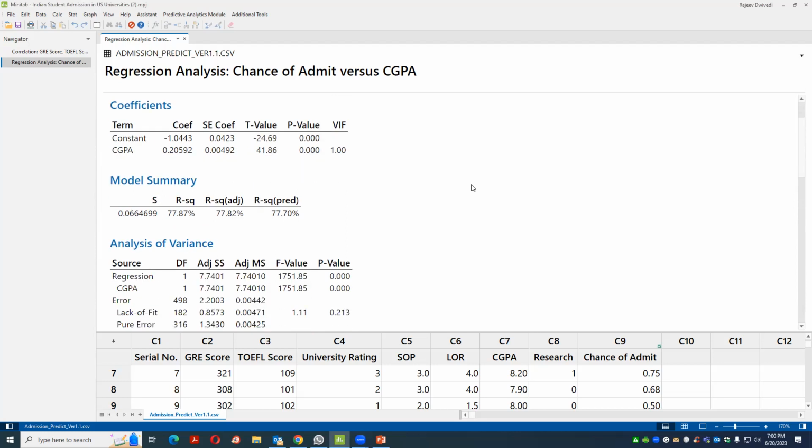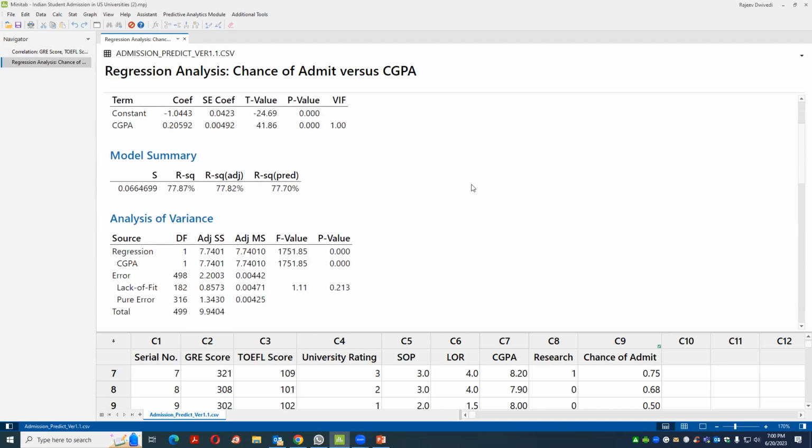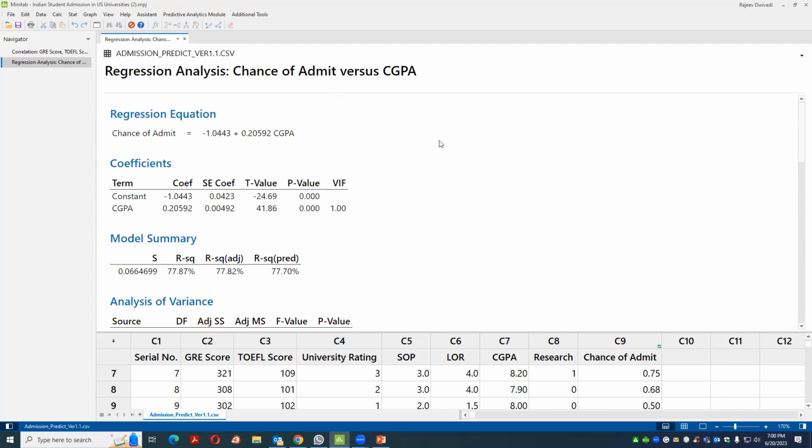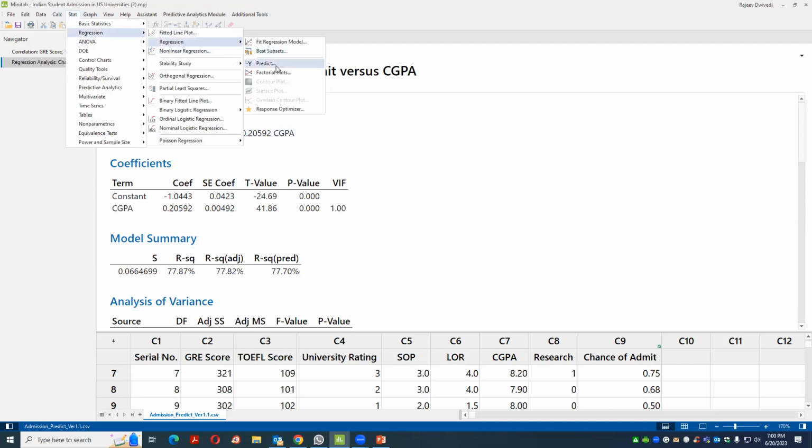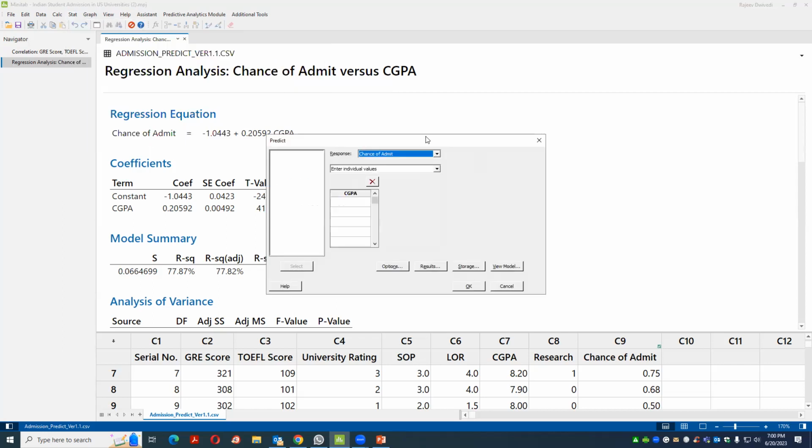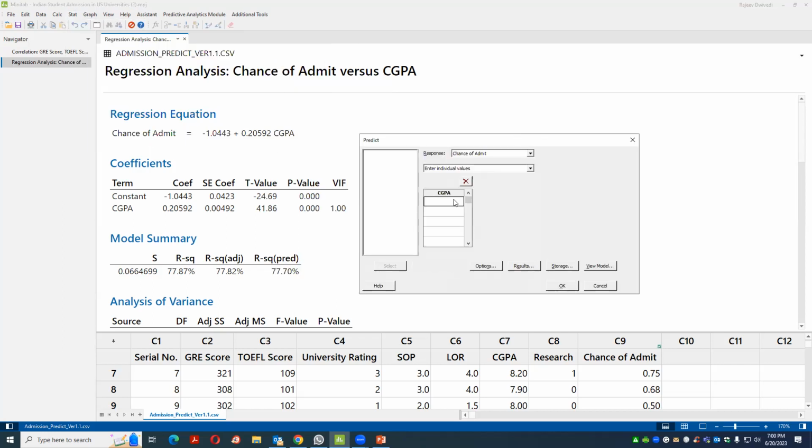Now look into one more thing. Excuse me. Based on this, can I predict something? Let's say I have a GPA of 9. What is my chance of admission? So I go under Statistics, Regression, and then I have a Predict option. Here I am going to give 7 GPA, 8 GPA, 9, and let's say 10 GPA. So I have opted for all 4 options, and now I am going to do this.